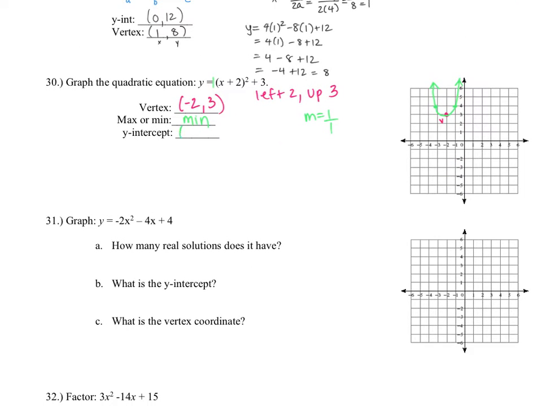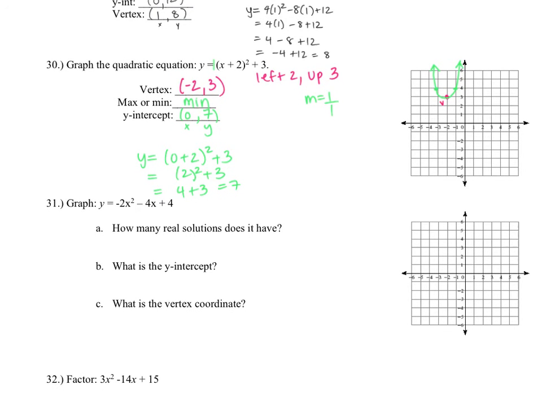So if I were to plug in 0 for my x, and then find the y, so if this is x and this is y, let's use our equation here. So we plug in 0 for x plus 2 squared plus 3. Working this out on the inside of the parentheses, I would have 2. 2 would need to be squared. 2 squared is 4 plus 3 is 7. So it looks like my y-intercept is at 0, 7. Okay, so that is pretty much it for the problem.